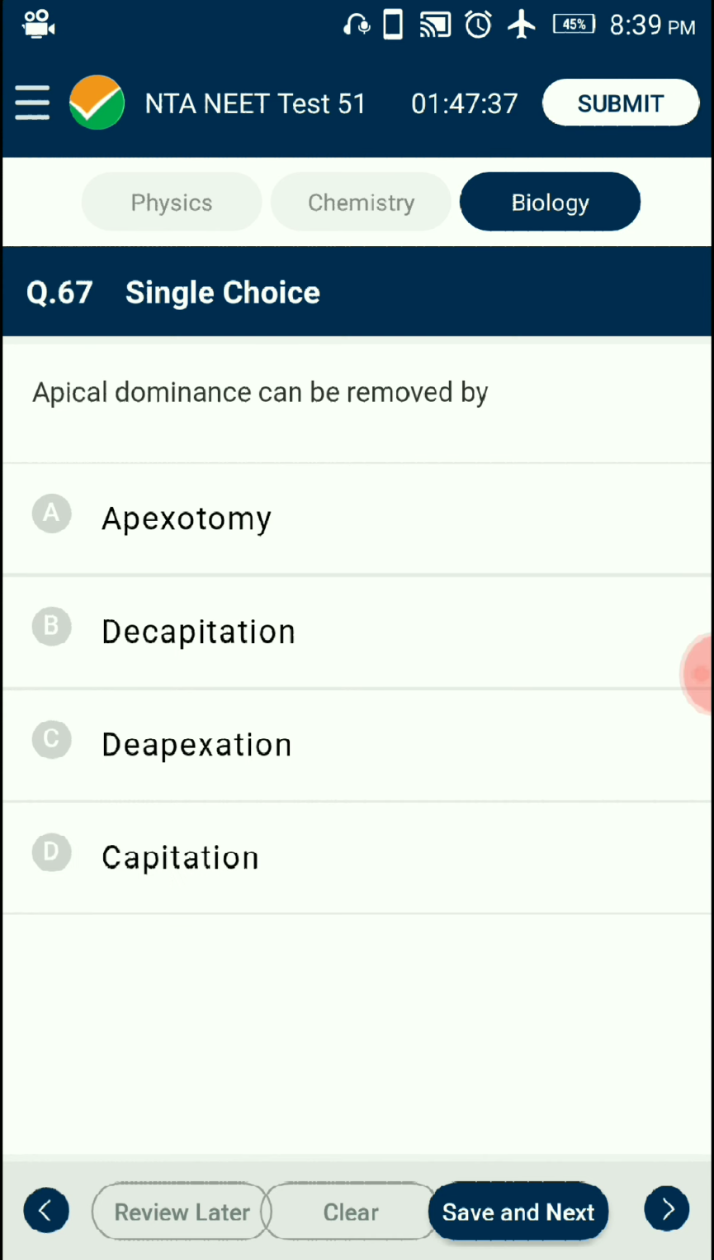Question number 67. Apical dominance can be removed by? Apical dominance is the phenomenon where the new shoot developed at the apex inhibits the growth of the lateral buds. Decapitation is a process where the shoot tip is cut to remove the apical dominance and promote the growth of lateral buds. So the answer is option B, decapitation.